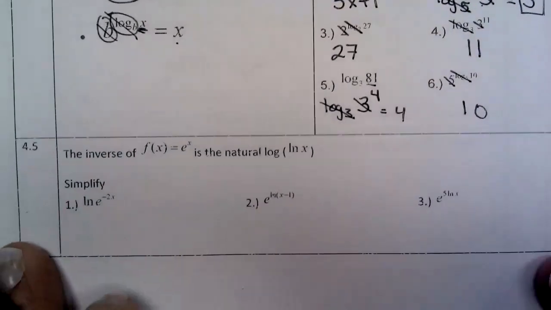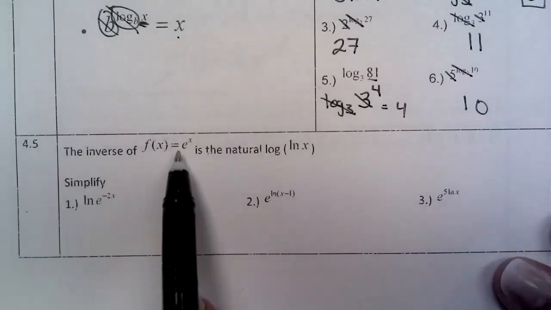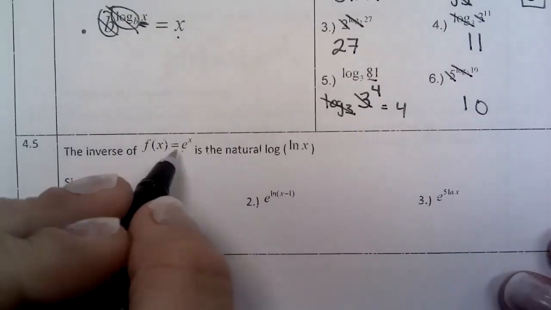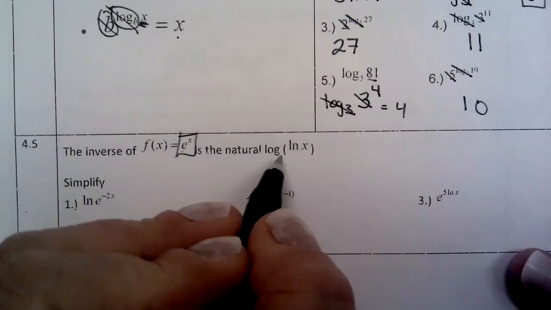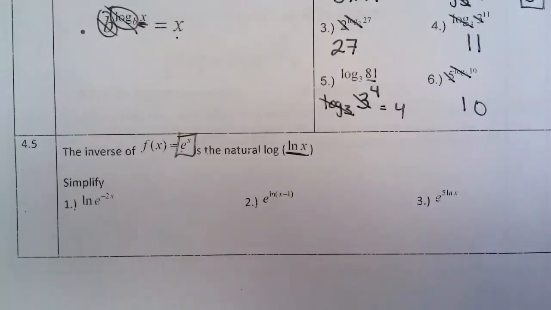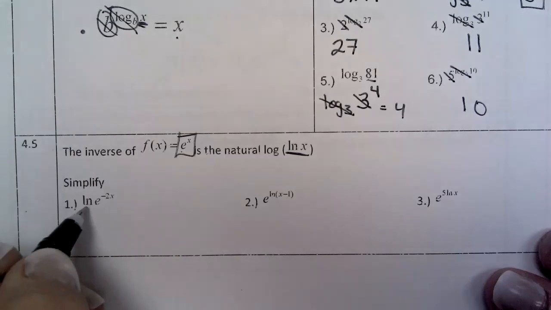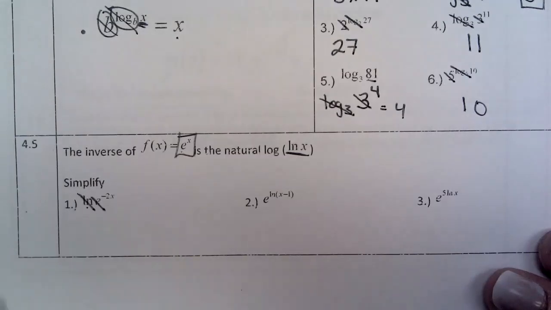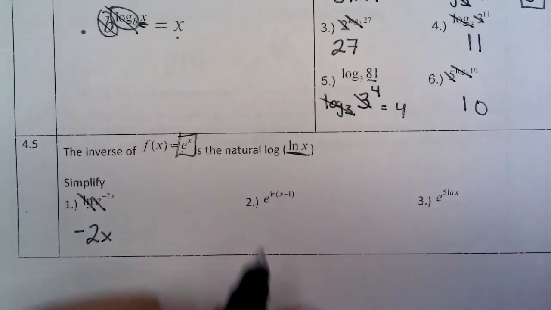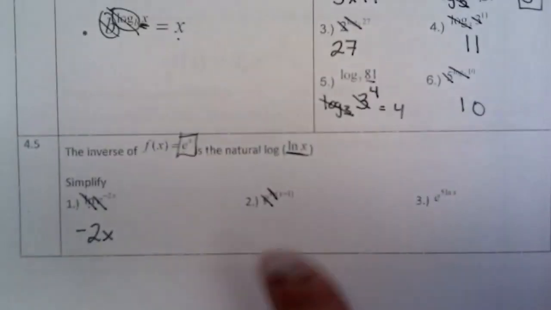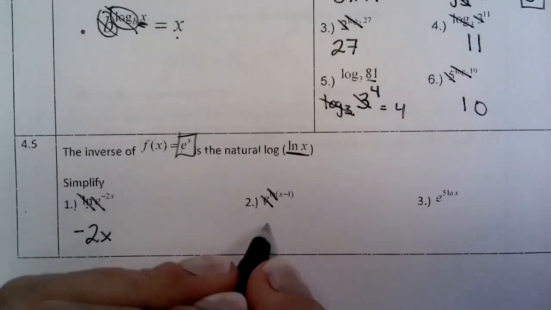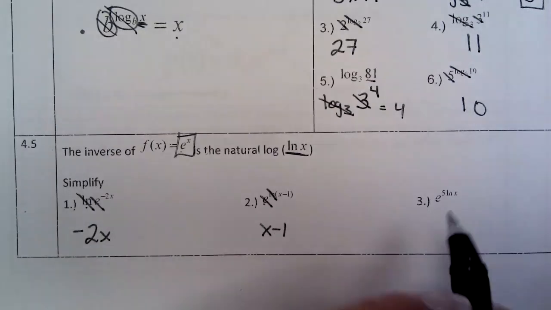Okay, so we have the same thing when we're dealing with the natural log, or e. So remember, we talked about our base e, and the natural log is the opposite of that. It's the inverse. So they cancel each other out. So if I have an ln and an e, they cancel each other out. So I'm left with just negative 2x. Same thing here. I have e to the natural log of x minus 1. The e and the natural log cancel each other out.